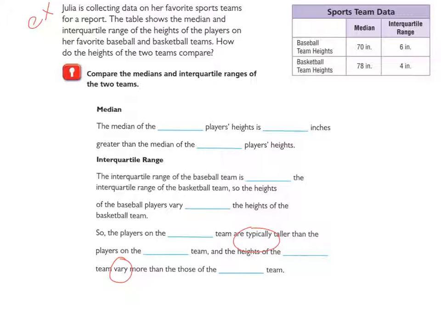Julia is collecting data on her favorite sports teams for her report. Now the table, which is on the side here, the table shows the median, which is a measure of center, and the interquartile range, which is a measure of variability, of the heights of the players on her favorite baseball and basketball teams. How do the heights of the two teams compare?